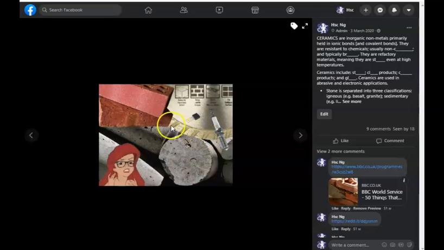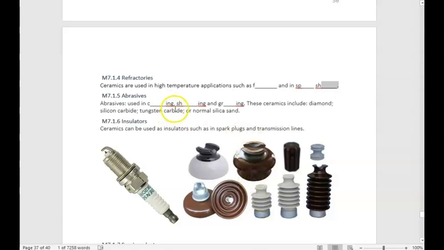But what is it made out of? It's made out of steel, but what's on the outside? Sorry? Diamond. Excellent. So diamond is used as an abrasive. Diamond, silicon carbide, tungsten carbide, also normal... Yes. And also even just normal silica sand.